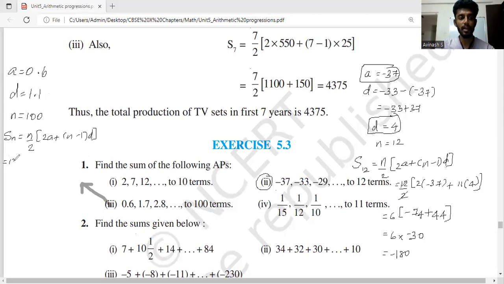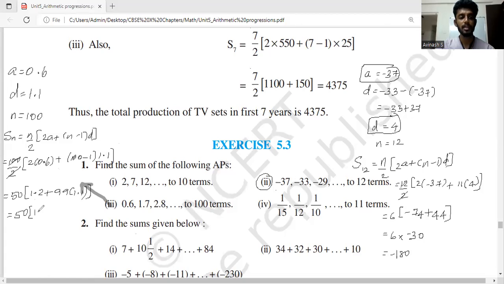Now the value of n is 100. So 100 by 2 into 2 into a. a is 0.6 plus n. n is 100 minus 1 into d. d is 1.1. So all these values we are substituting. So now this gets cancelled. We get 50, and then 2 times 0.6 is 1.2. And then 100 minus 1 is 99. So 99 times 1.1. So this is what we get.